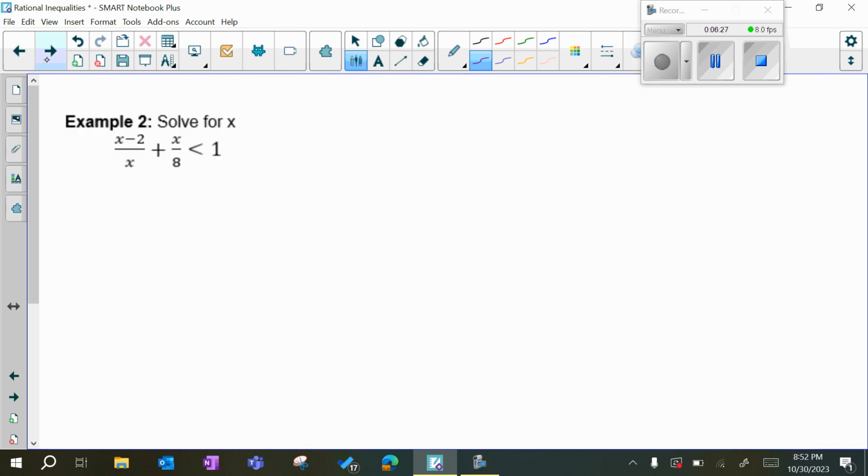Example 2. I'm going to start the same way. I am going to start by looking at my undefined values. Undefined values come from my denominator. So in this case, it's just x cannot equal 0. So on my number line, remember undefined values always get an open circle. So I have an open circle.